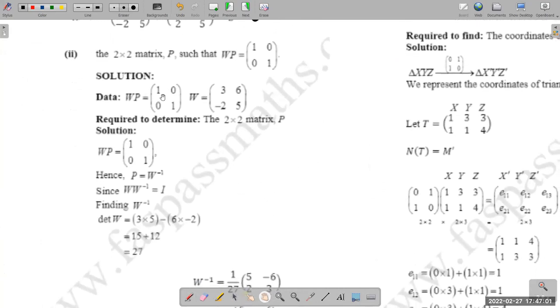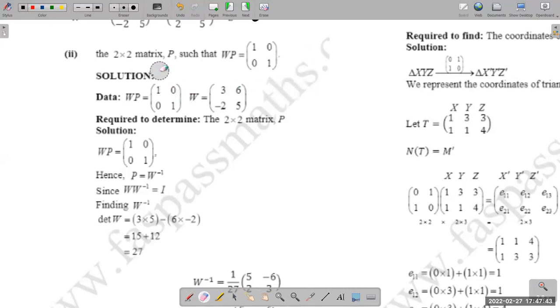Question number 2. The 2 by 2, so we need to determine the 2 by 2 matrix such that WP is equal to the identity for multiplication. Remember, Talar, you need to learn this type of matrix. Anytime you see this matrix, it's called the identity matrix for multiplication. This means that anytime you multiply this to any matrix, you're going to get back the same matrix. So if I take W and multiply by I, I'm going to get back the same thing, W. Okay? So let's take a look and see how they went about doing this.